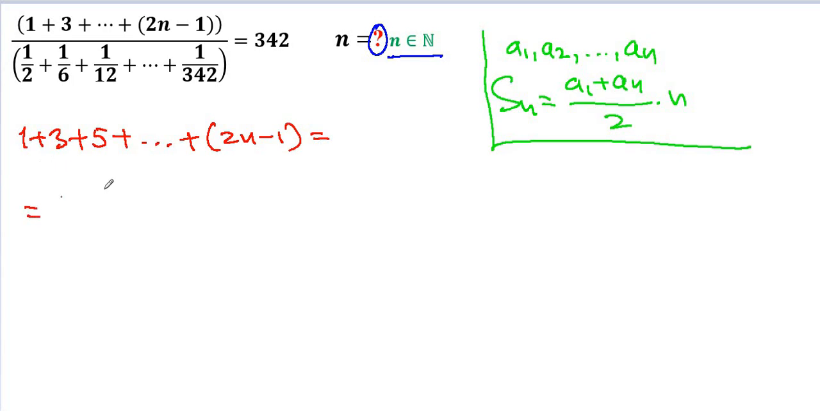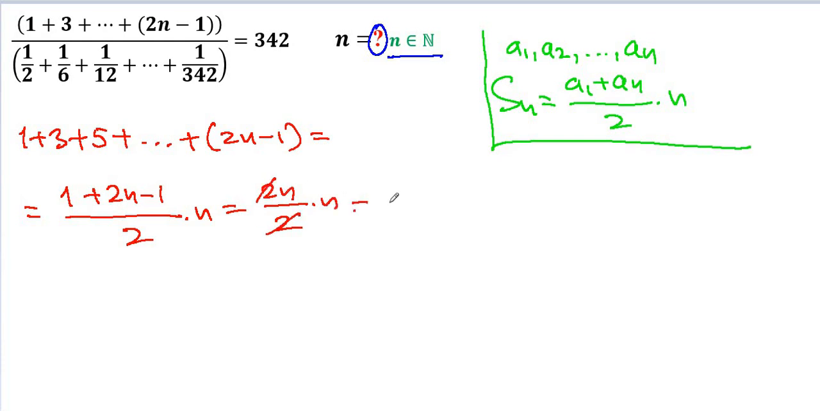Using this formula, in our case the first term is 1, the last term is 2n minus 1, divided by 2, and the number of terms is n. So this is equal to, 1 minus 1 gives us 0, so 2n divided by 2 times n, the 2 is cancelled and we get n squared. So now we found the sum 1 plus 3 plus 5 and so on up to 2n minus 1, which is equal to n squared.